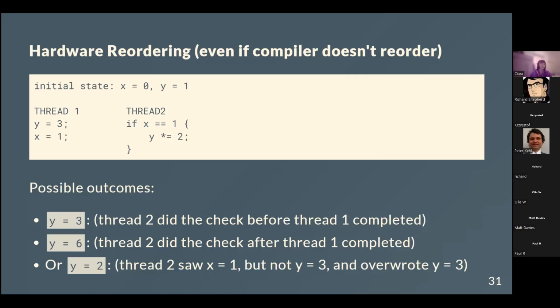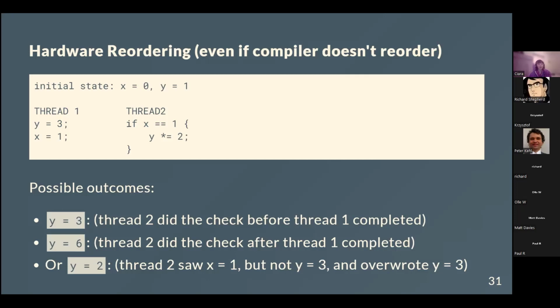So, for example, if thread 2 checked before thread 1 had completed, then we would get y equals 3, because thread 2 would never modify the value of y. If thread 2 did the check after thread 1 had completed, y is set to 3 by this point, and x is set to 1, which means y does get multiplied by 2 and it becomes 6.